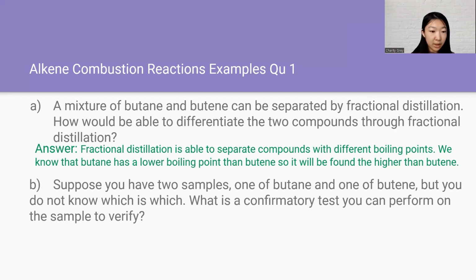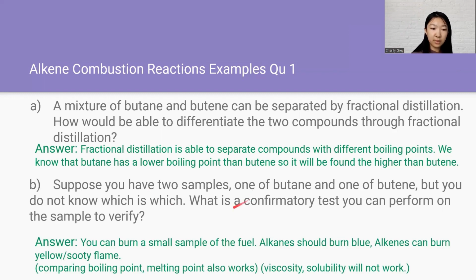And then part B, suppose you have two samples, one of butane and one of butene, but you don't know which one is which. What is a confirmation test you can perform on the sample to verify? Answer, you can burn a small sample of the fuel. Alkanes should burn blue and alkenes should burn yellow.